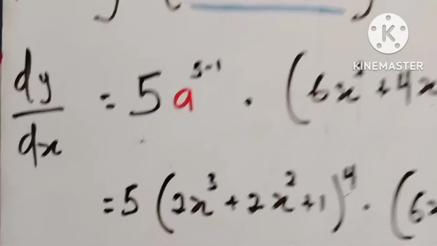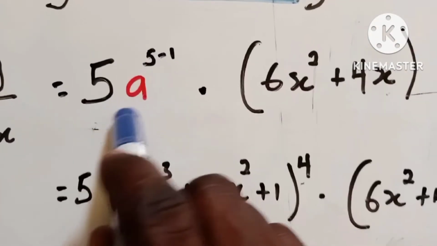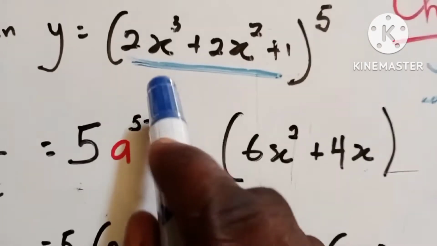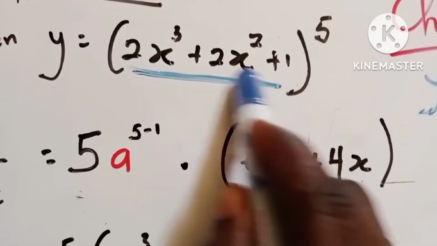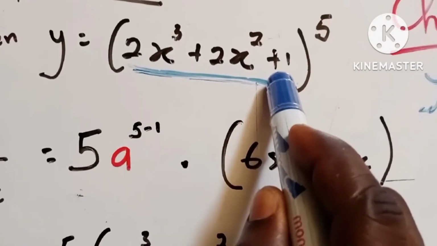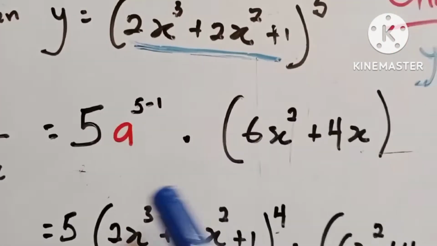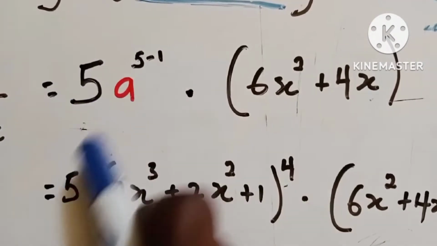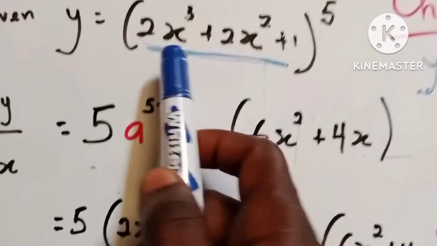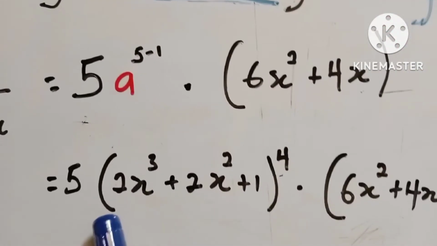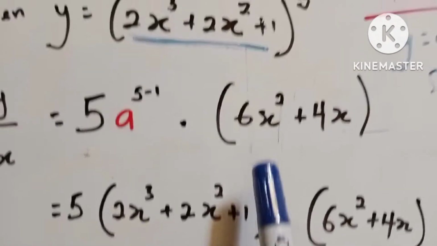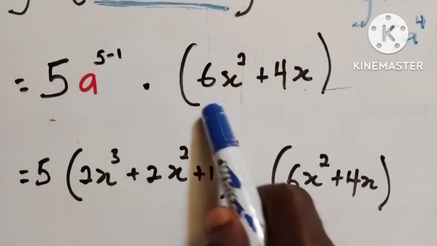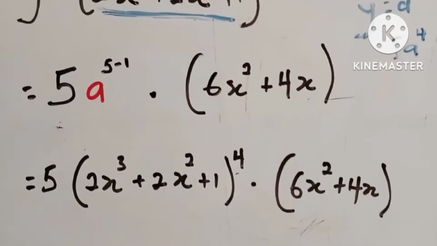Once you have the 0, remember we are the ones who introduced this a here. So where is the a coming from? We replaced everything inside the bracket by a, so once we are done, we come back and put our a there. Here we have 5 multiplied by a, whereby our a was everything inside the bracket. So put everything there as it is, raise it to the power of 4, and then multiply by anything that is here.